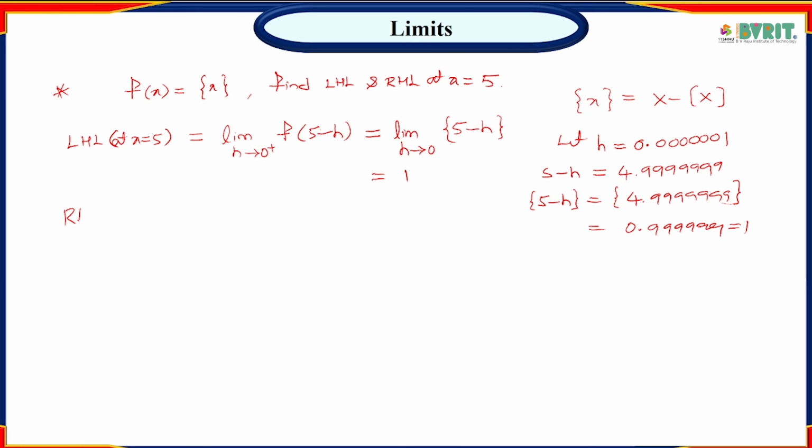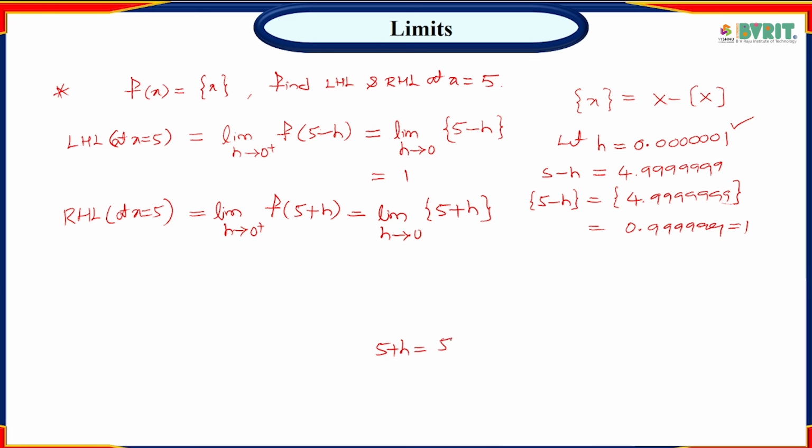Then coming to the right hand limit at x is equal to 5, which is limit h tends to 0 plus of f of 5 plus h, equal to limit h tends to 0 of the fractional part of 5 plus h. Here, with h as that value, 5 plus h is 5.000001.